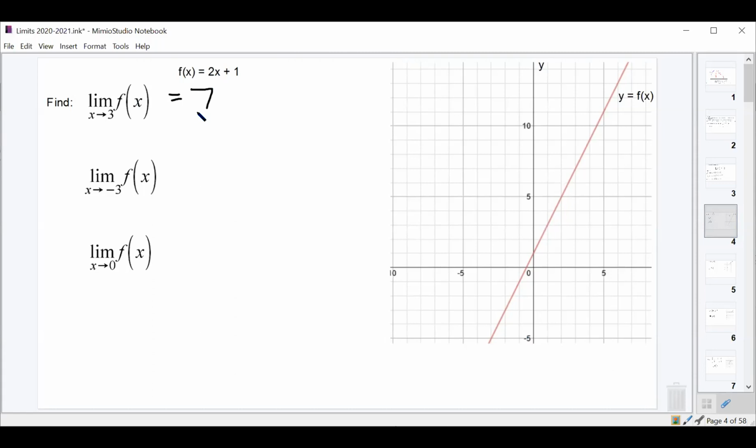What about at -3? -5. -5. It's like you guys can do basic arithmetic. This is excellent. What about at 0? 1. 1. Yeah, easy enough. Any issues with that?